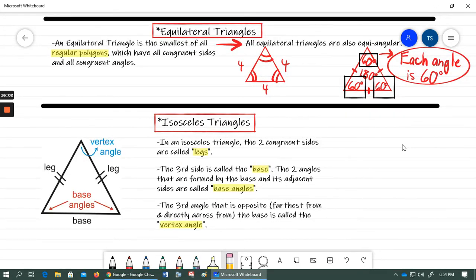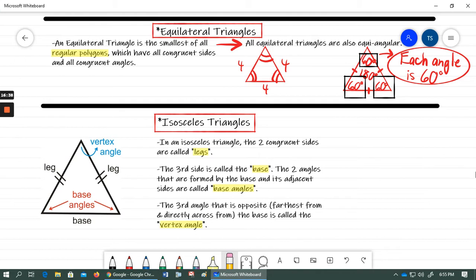All right, so folks, here we go with isosceles triangles. There are certain parts that you need to be able to recognize, and you need to know what the names of these parts are before we talk about that certain theorem that has to do with isosceles triangles. In an isosceles triangle, the two congruent sides are called legs.